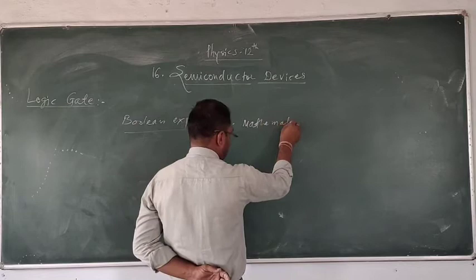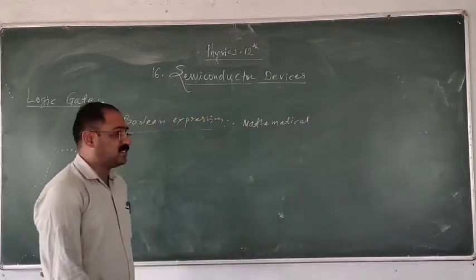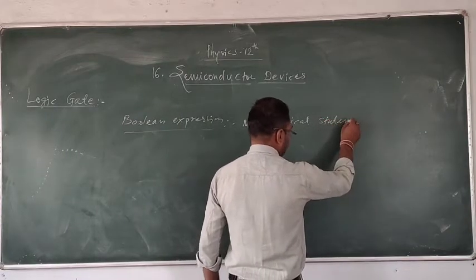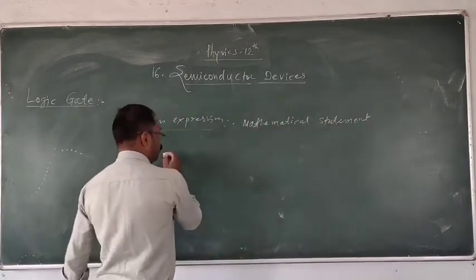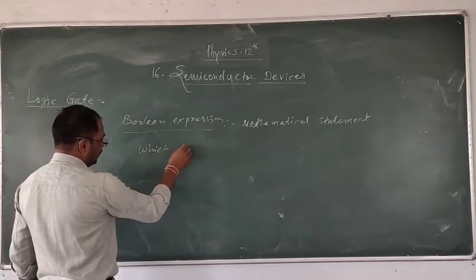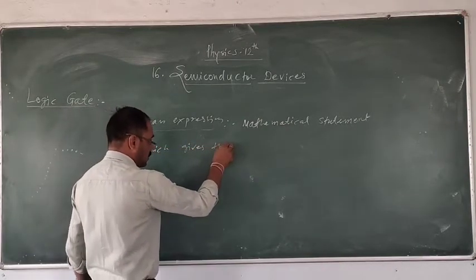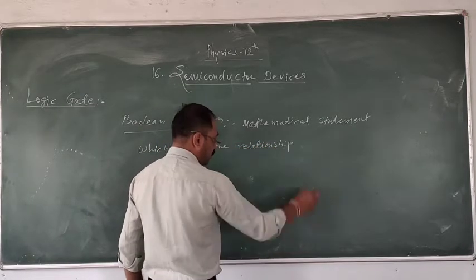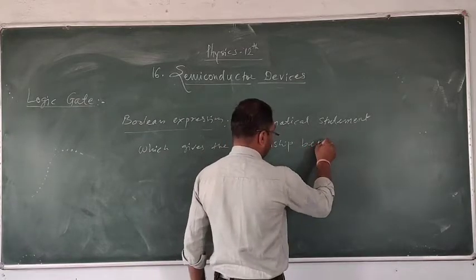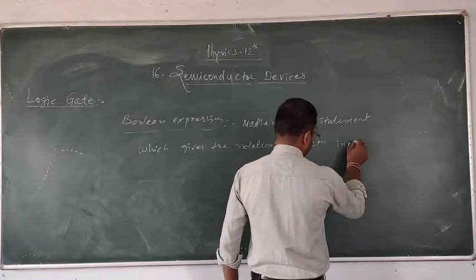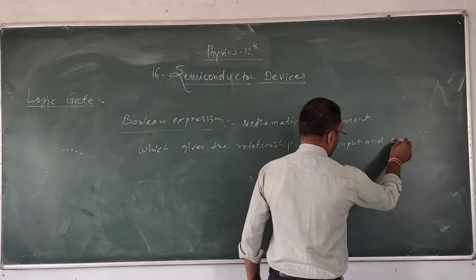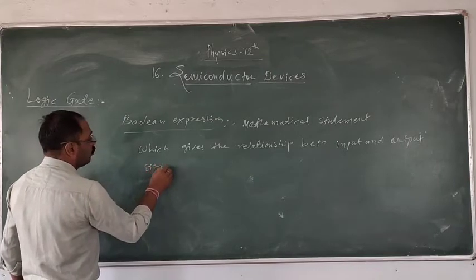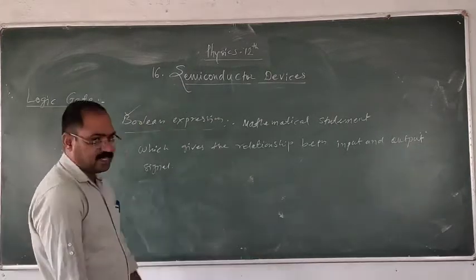Mathematical statement. So these are the definitions. You have to remember this definition. A Boolean expression is the mathematical statement which gives the relationship between input and output signal.